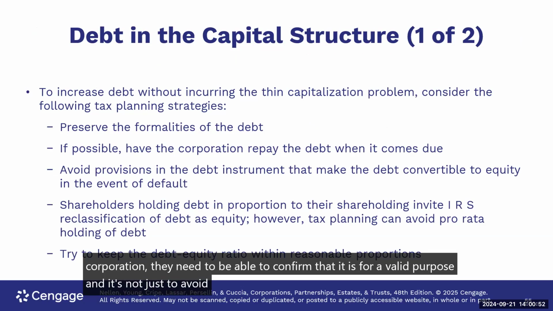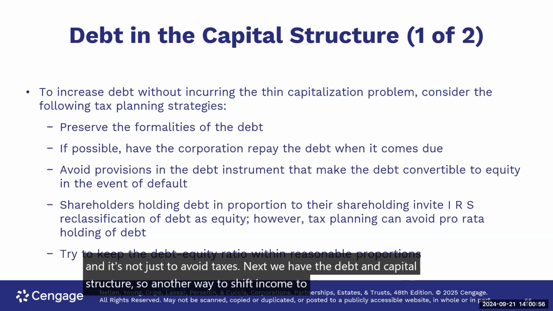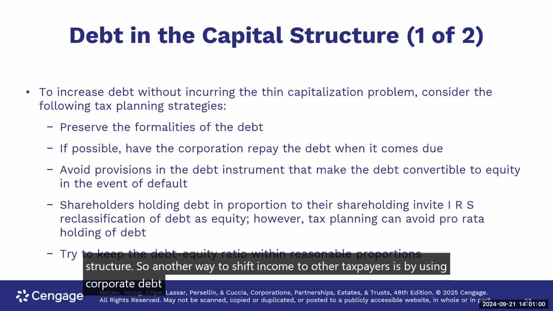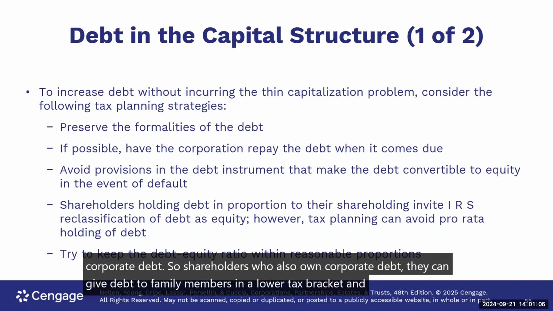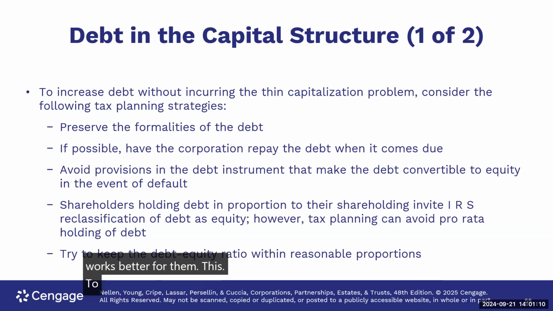Next, we have the debt and capital structure. Another way to shift income to other taxpayers is by using corporate debt. Shareholders who also own corporate debt can give debt to family members in a lower tax bracket. And obviously, this works better for them. This gift helps to shift the interest income without losing control of the corporation.